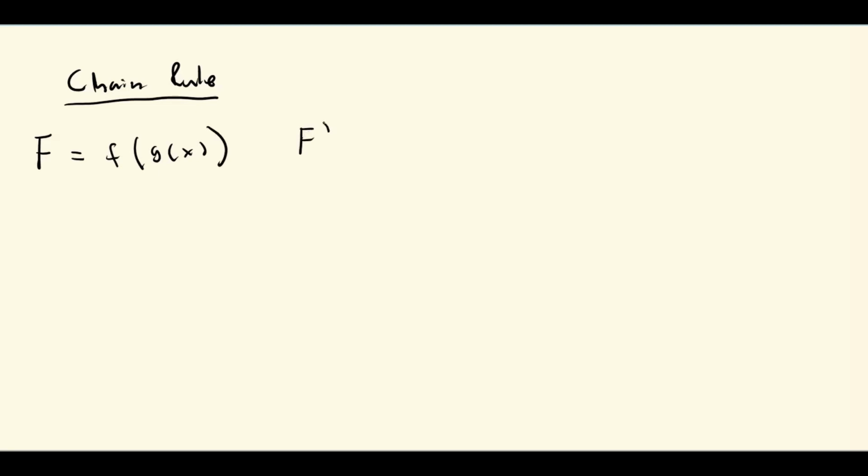In this video, we're going to talk about the chain rule, which says that if we have a function capital F that is composed of a function within a function, so f of g of x, then its derivative, capital F prime, is going to equal the derivative of the outer function f of g of x multiplied by the derivative of the inner function, which is g of x.